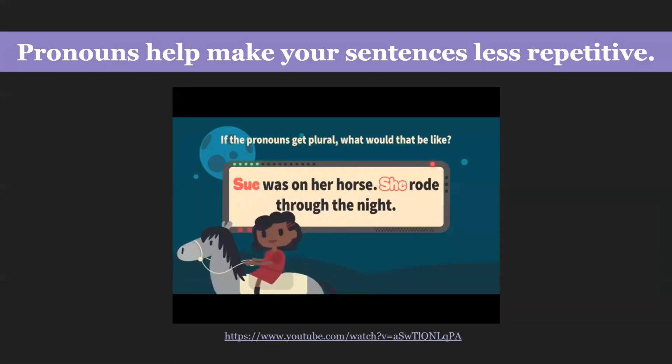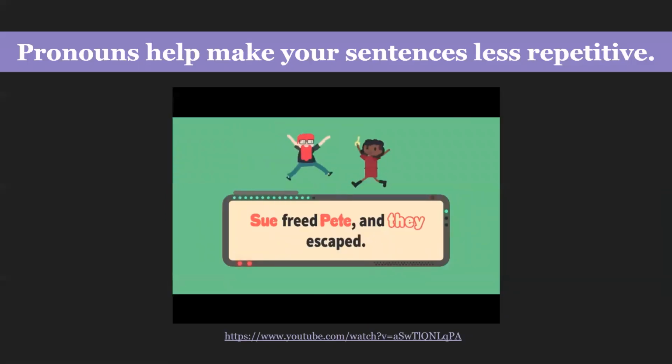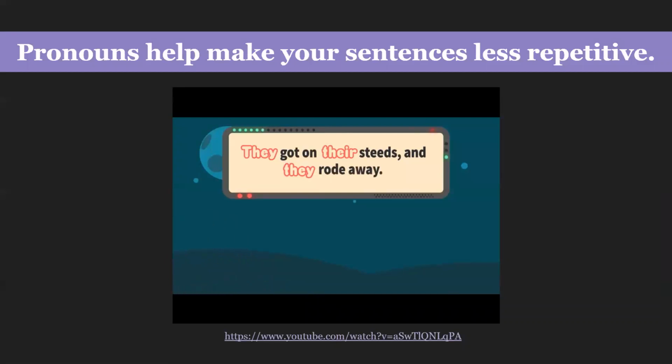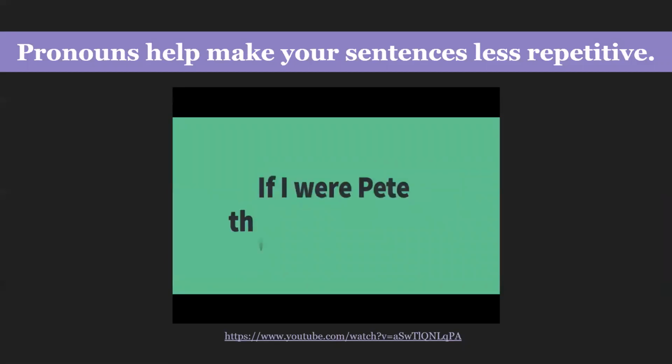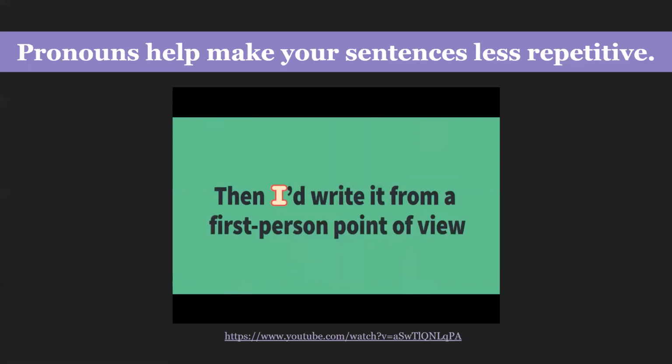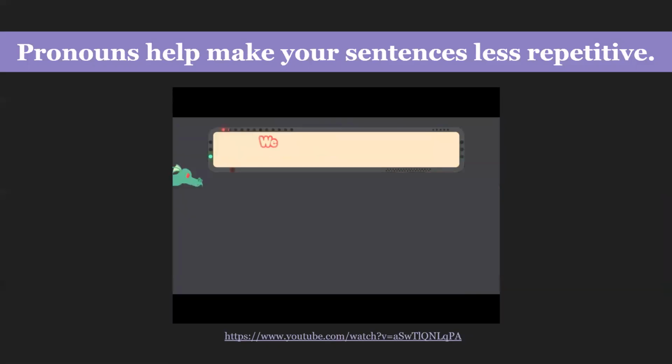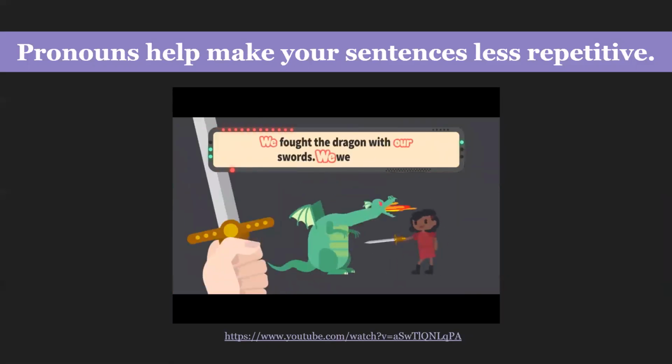If the pronouns get plural, what would that be like? Sue freed Pete, and they escaped. They got on their steeds and they rode away. If I were Pete, that would be cool. Then I write it from a first person point of view. I was trapped in my room till Sue came along. We fought the dragon with our swords, we were strong.